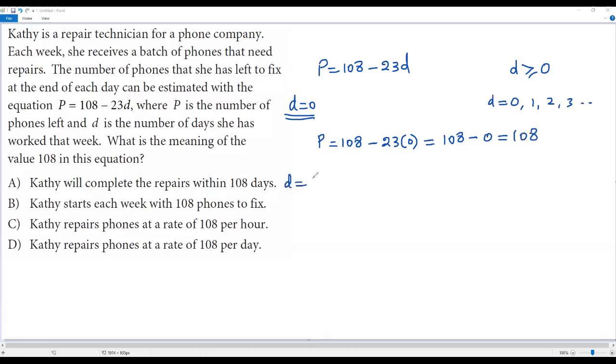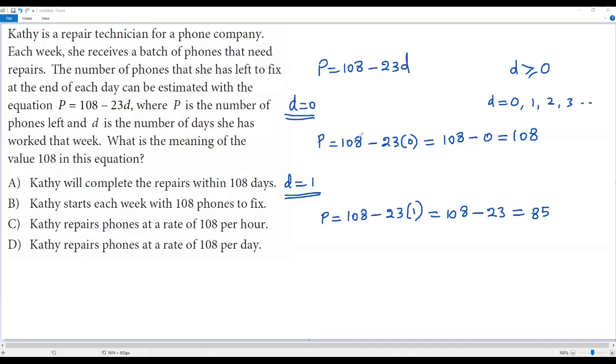Okay, so what if D equals 1? Then P = 108 - 23 times 1, and 23 times 1 is 23. It's a no calculator section actually. So this question is from the no calculator section, so we have to subtract 23 from 108 manually. When I subtract 3 from 8, it will be 5. When I subtract 2 from 10, it will be 8.